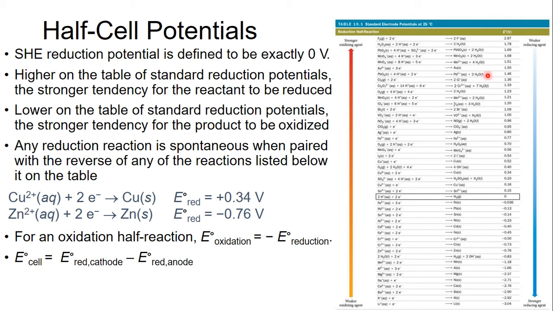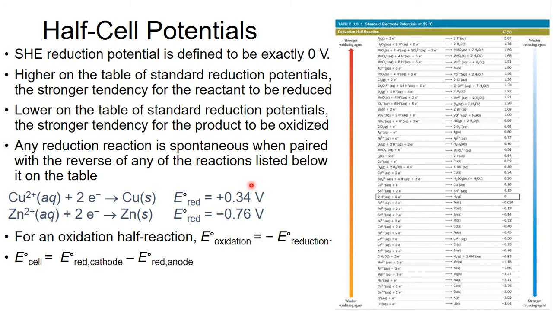So things that have high reduction potentials would make great cathodes. That is, they would be great at accepting electrons, while elements with negative reduction potentials would be great anodes. They would be good at giving electrons away. And here hydrogen is 0.